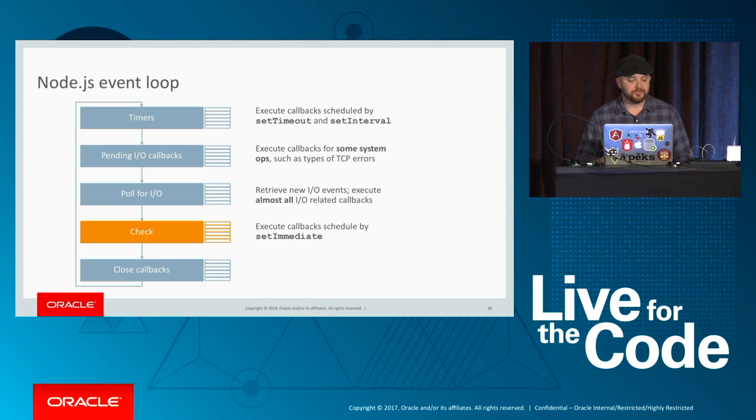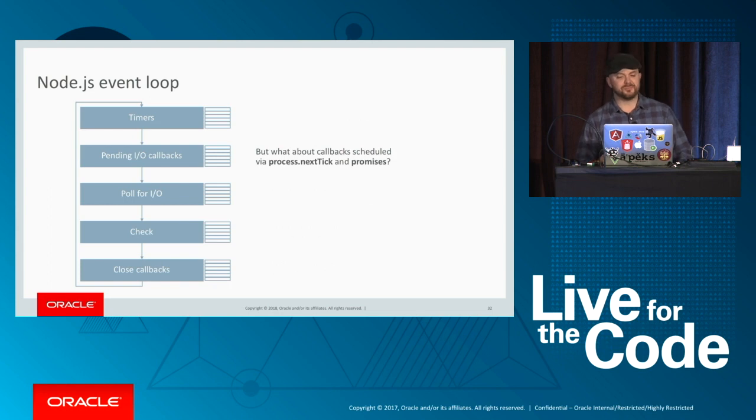Then there's another queue in the check phase for work scheduled via setImmediate. And then you have work that you may have scheduled when you grab an object and you say, on the close event, then execute my callback function. Okay, that gets executed at this particular phase.